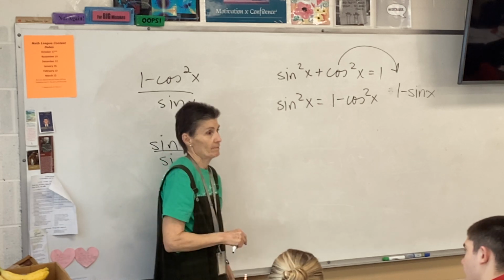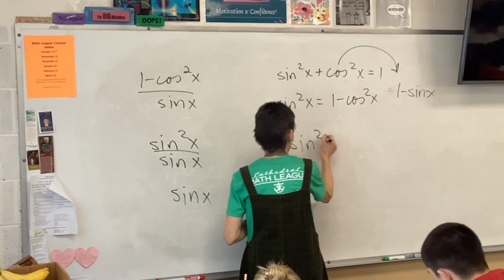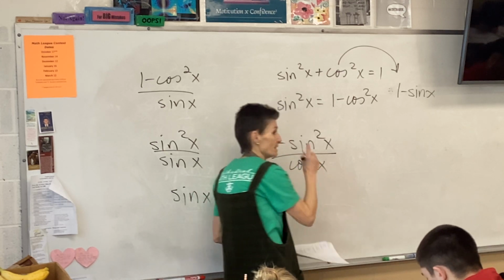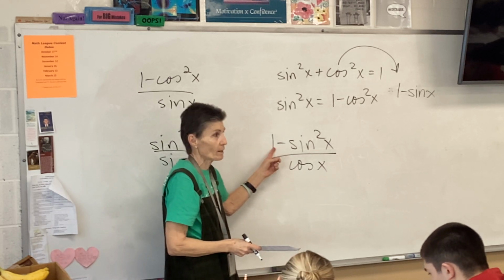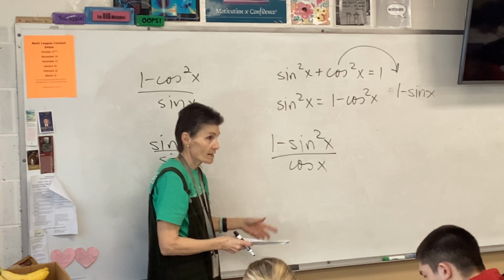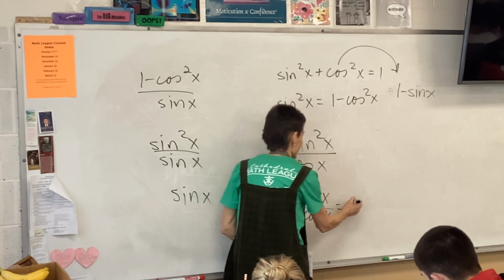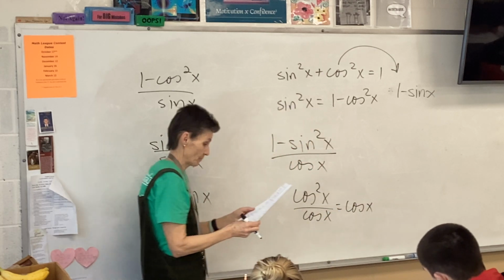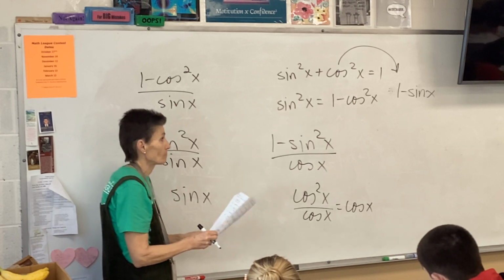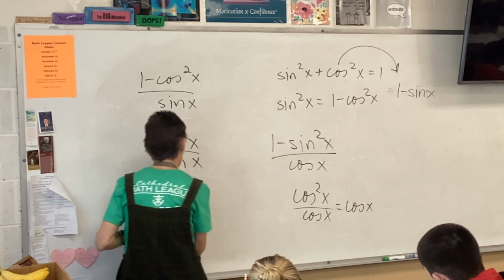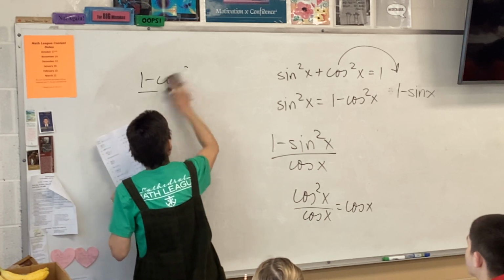Oh, number 10. Come on. What are you going to do with number 10? It's exactly the same problem, except what's 1 minus sine squared? Cosine squared? So the answer to this one is just cosine.